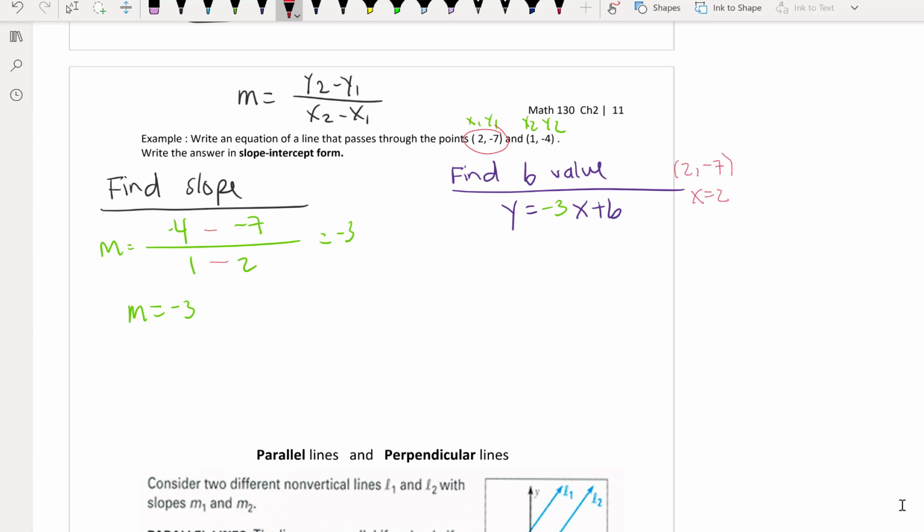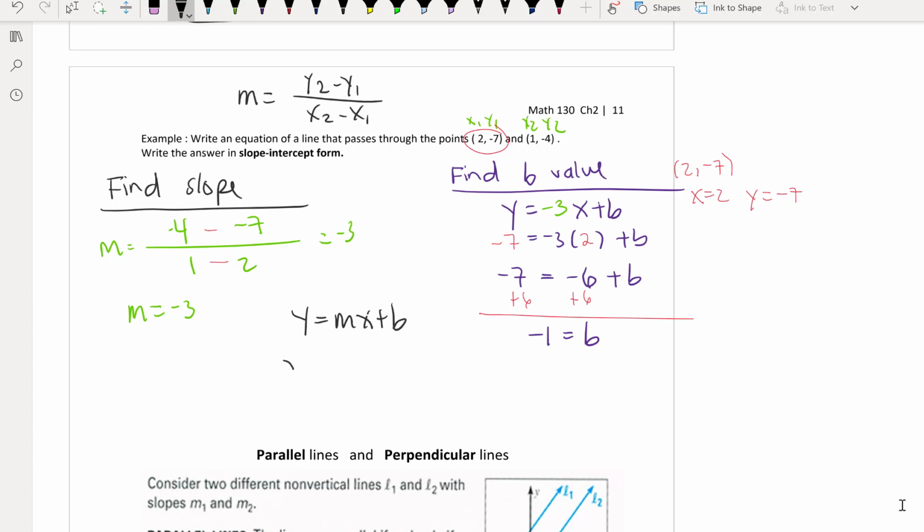So that x is equal to 2 and y is equal to negative 7. So the y value, negative 7, is equal to my negative 3 times the x value, a positive 2, plus b. So I have negative 7 is equal to negative 6 plus b. I'm going to add 6 to both sides, so that negative 7 plus 6 is negative 1, which is equal to b. So for my final answer, y is equal to mx plus b, I would have that y is equal to negative 3x minus 1. And so that's going to be my final answer.